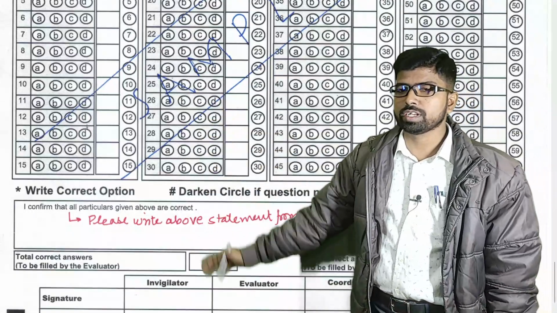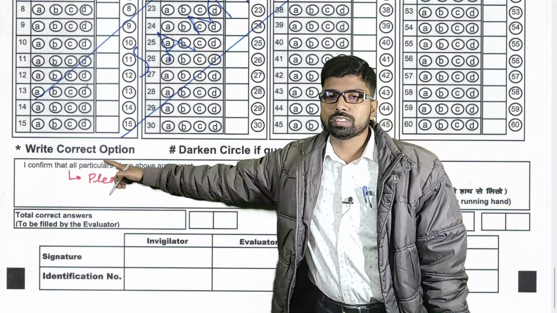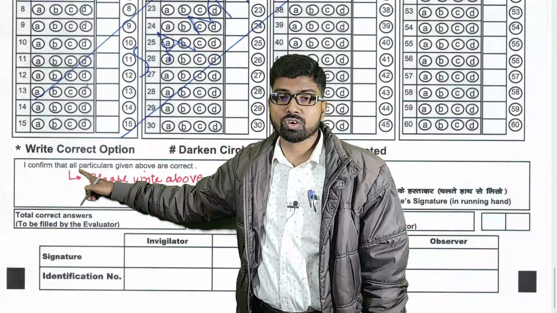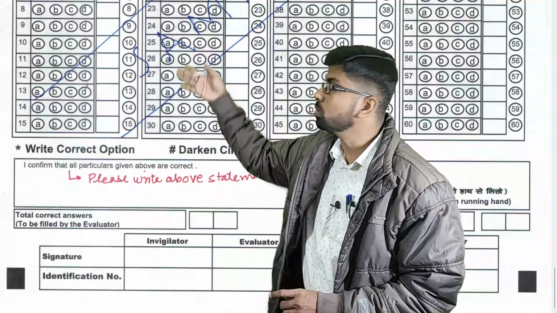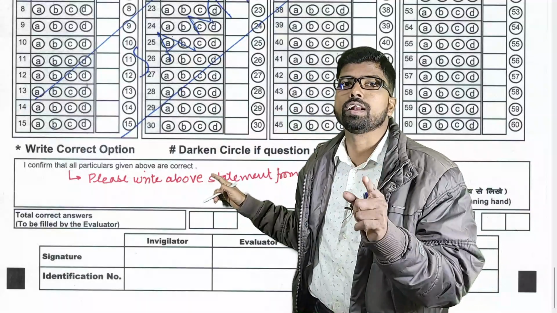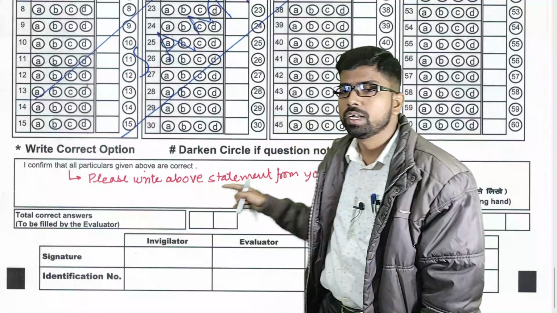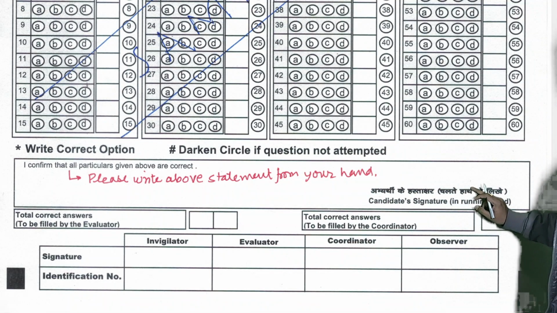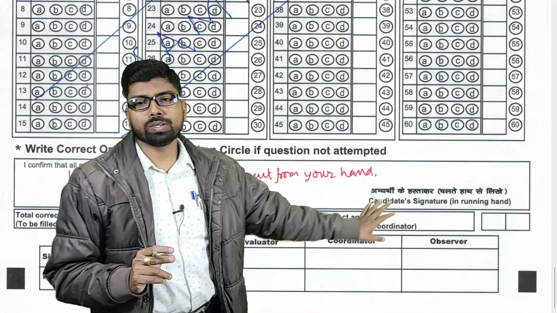Okay, so here also a short detail is given. Let me go a little up. Here you can see one box is given: I confirm that all the particulars given above are correct. What is given above is correct, and the exact same sentence you have to write in your own handwriting. And this is one space, signature for the candidate. You have to put your signature with your running hand, not with capital letters.